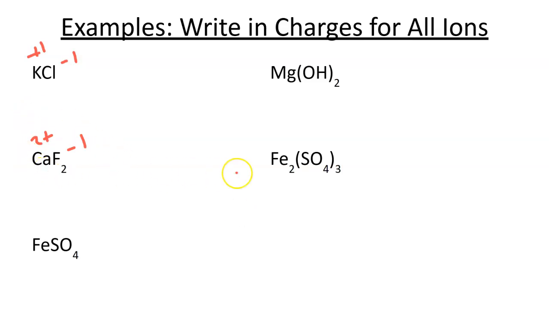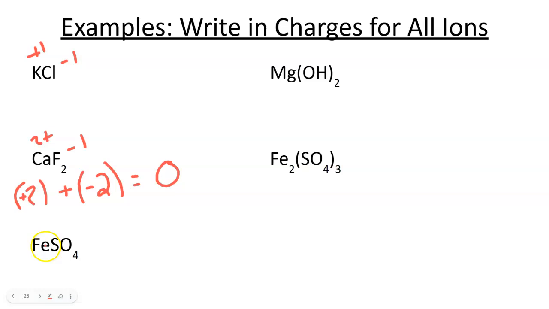There's 1 calcium, so all the calciums in this formula have a total charge of plus 2. Fluoride has a charge of minus 1, and there's 2 of them. So all the fluorides in this compound have a total charge of minus 2. Notice that that adds up to 0. For all compounds, unless otherwise indicated, the charge will total 0.